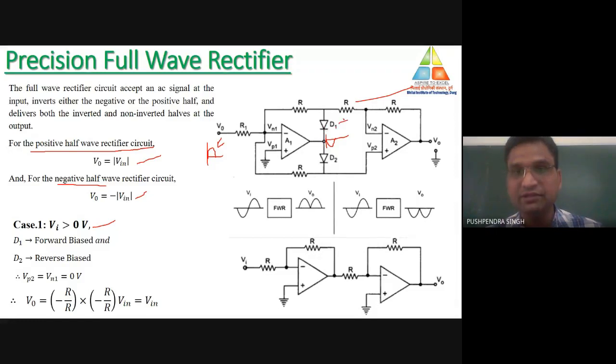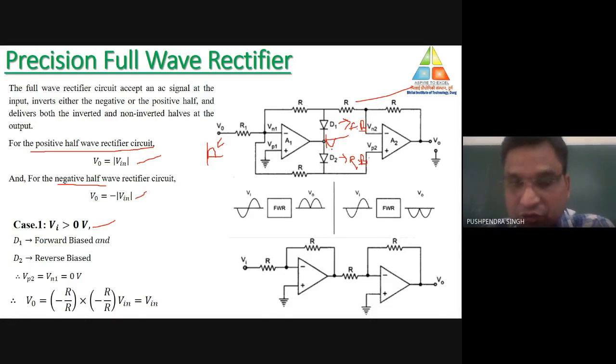Due to that, what about D1? D1 will be in forward biasing condition. For the negative half cycle, the negative terminal of diode D1 is connected, so diode D1 will be in forward biasing condition. What about D2? The positive terminal of D2 is connected with negative voltage. Due to that, diode D2 will be in reverse biasing condition, that means open circuited.